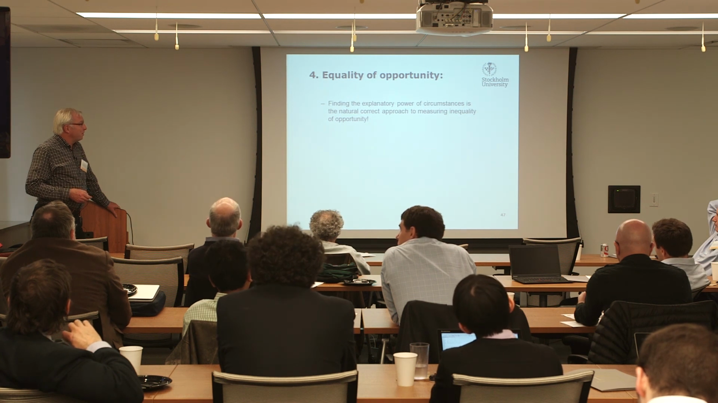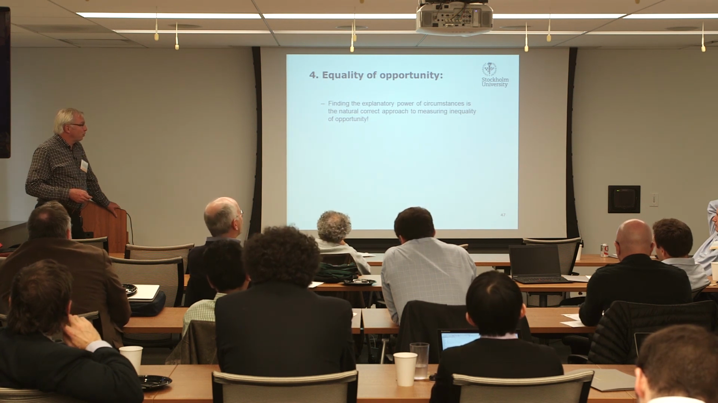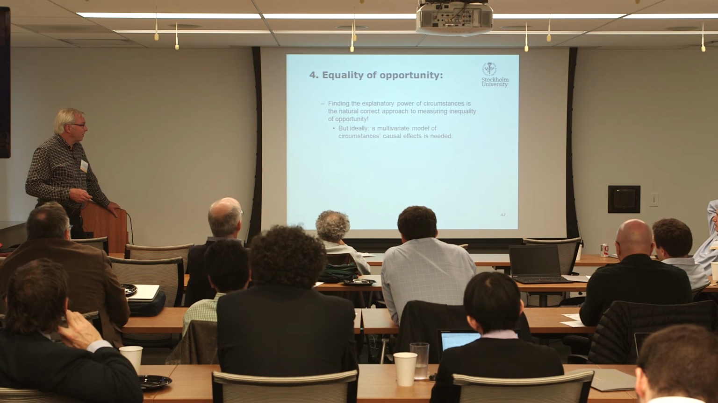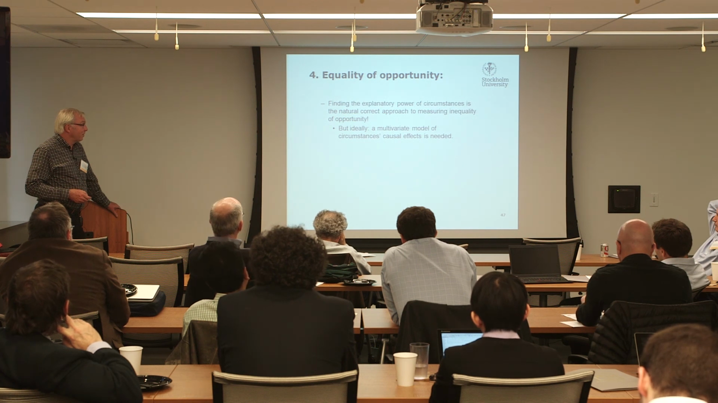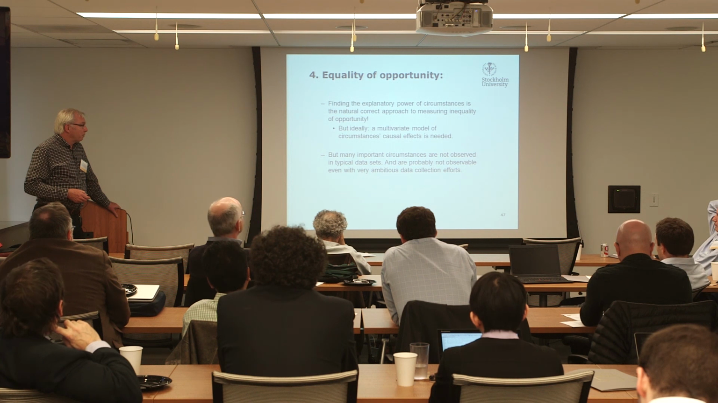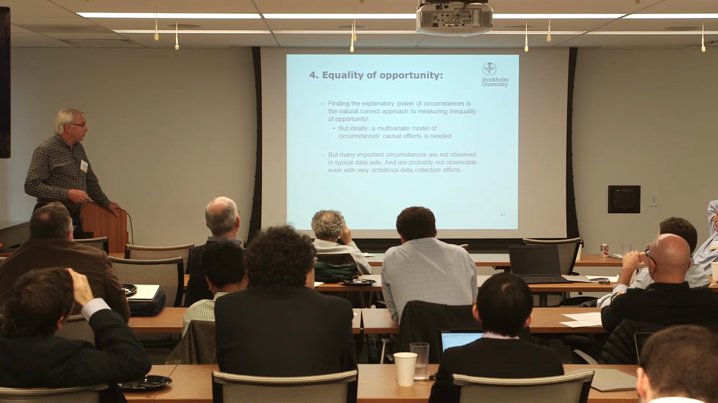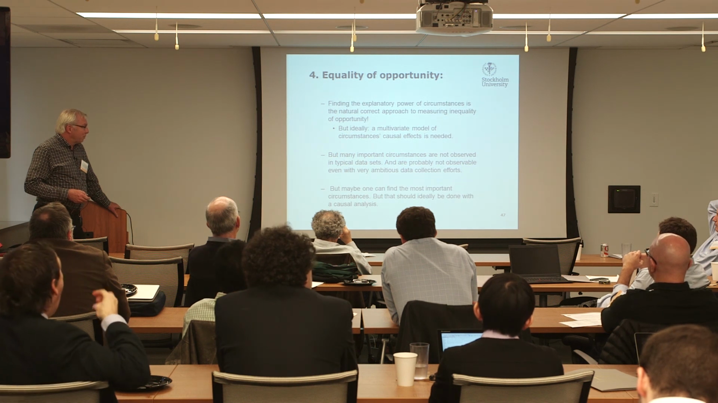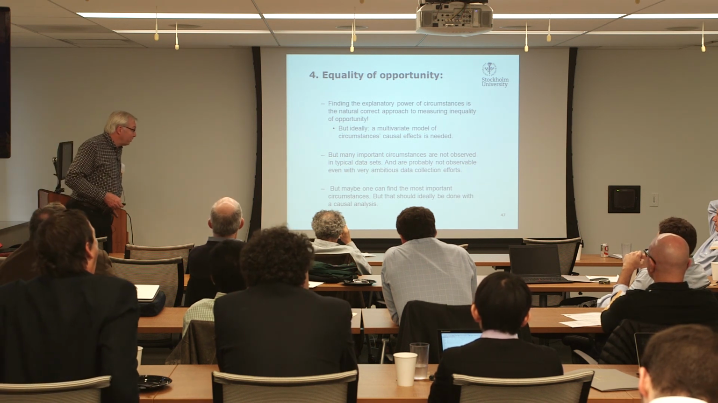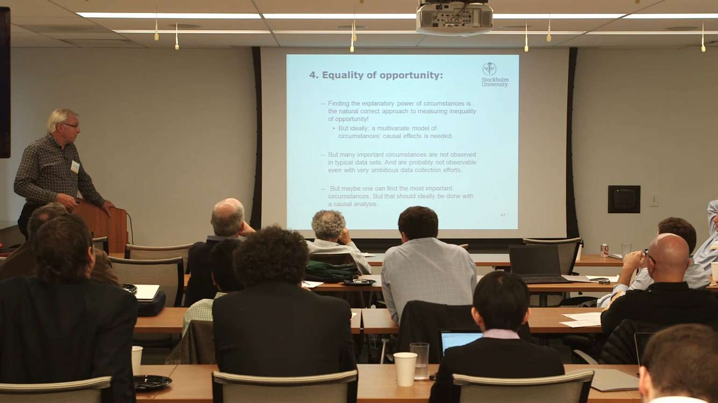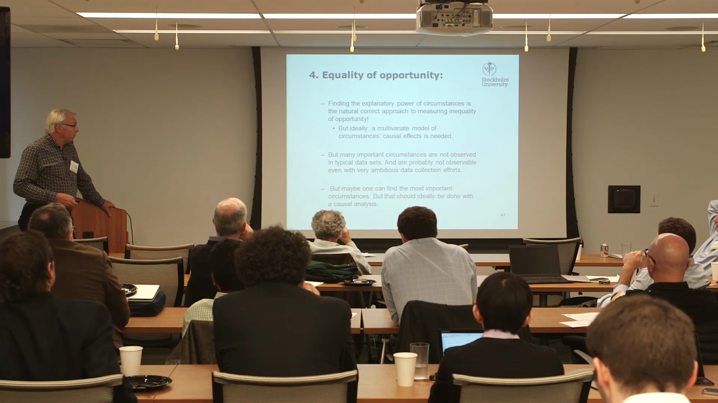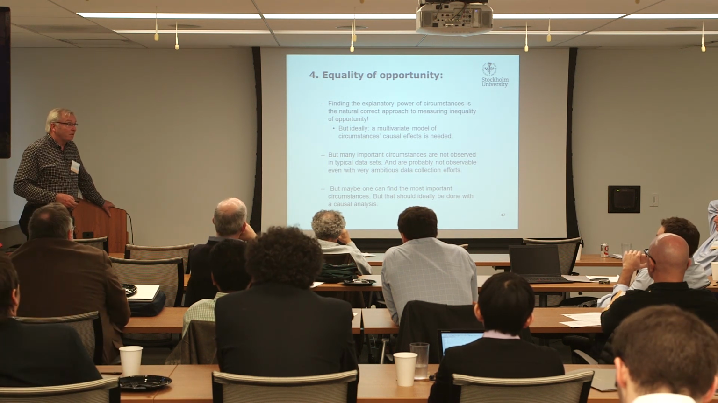Equality of opportunity, I think, is in principle the correct approach to measuring inequality of opportunity. But ideally, a multivariate model of circumstances and causal effects is needed, and that's an enormous challenge, of course. It's also very difficult to get the data that are needed. But maybe some progress in these directions is possible to make. So that's the final slide.